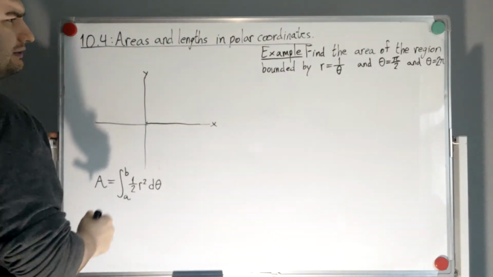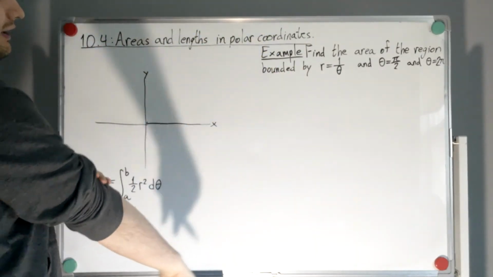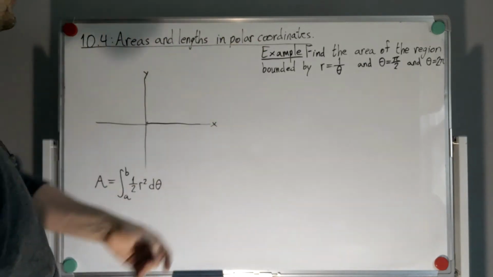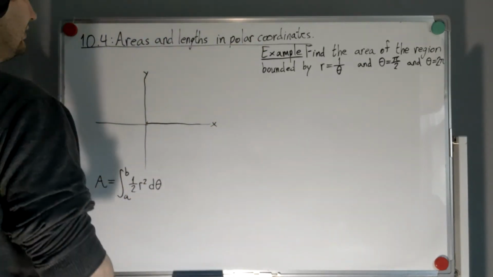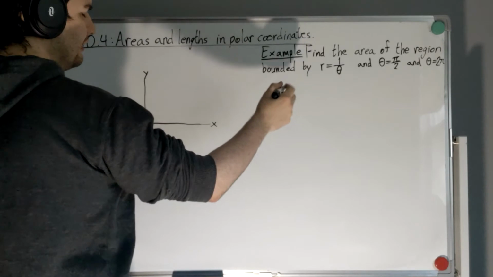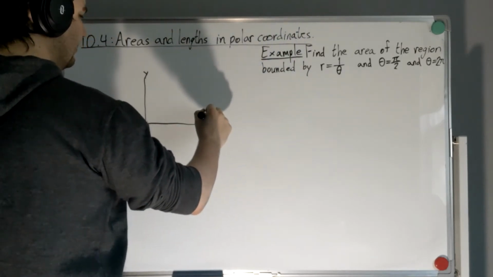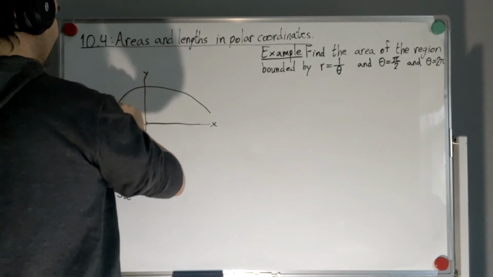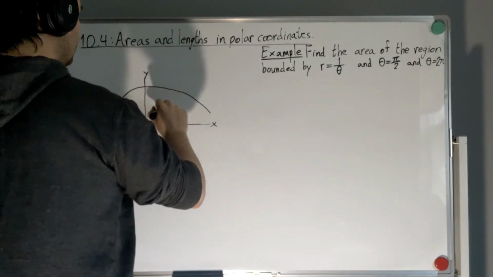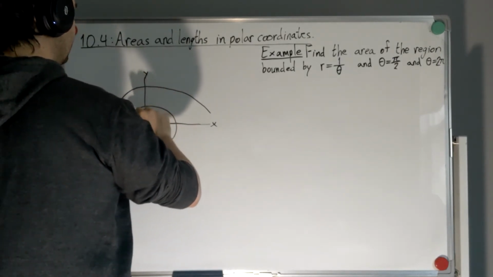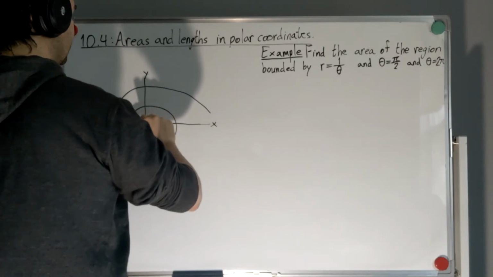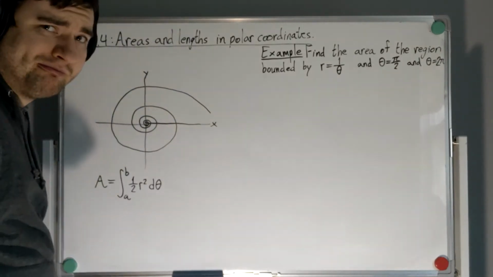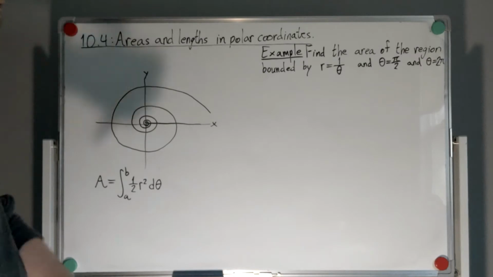If theta is close to 0, then r is just arbitrarily large. But then as theta increases, r is going to get smaller and smaller. So what we're going to get here is a behavior that looks vaguely like a spiral, kind of like that.